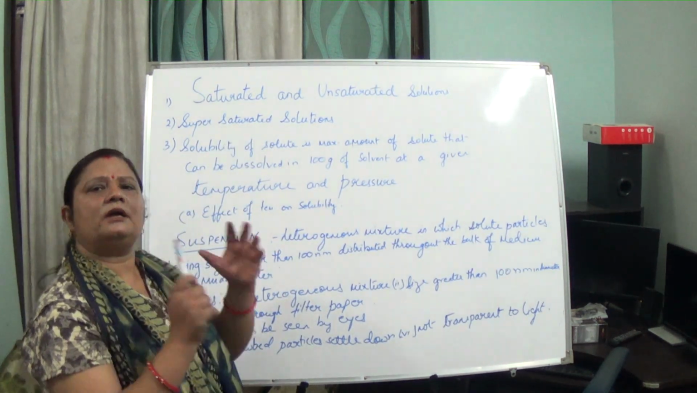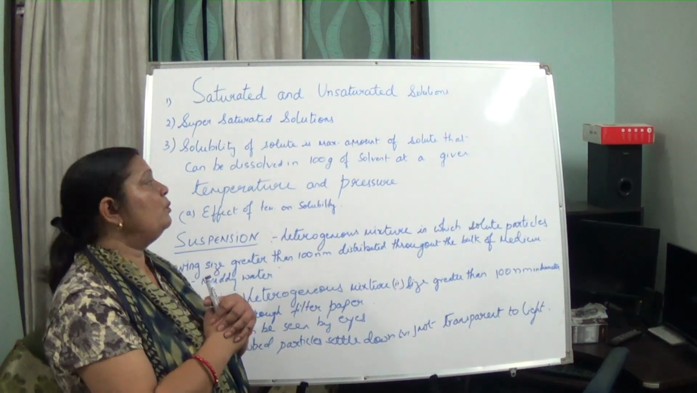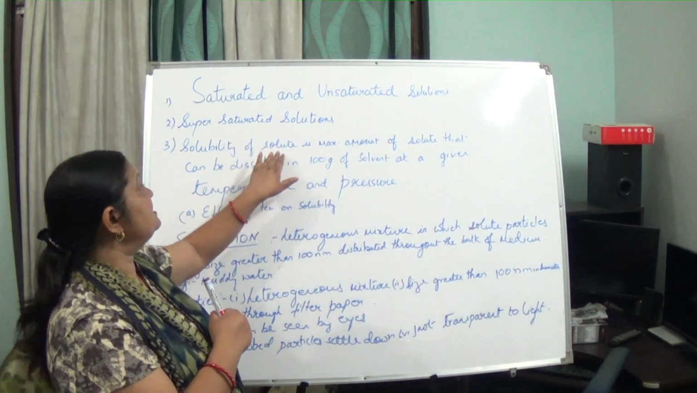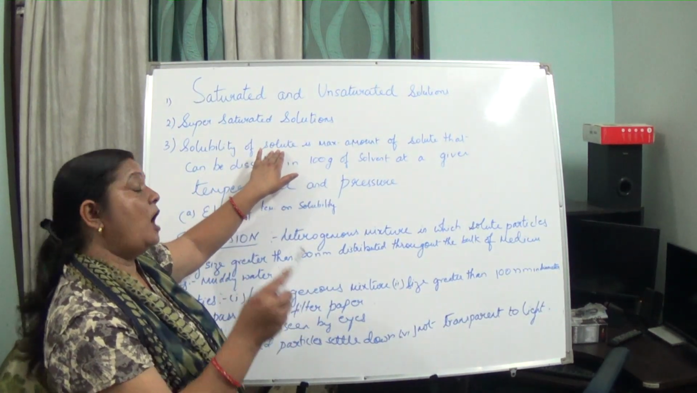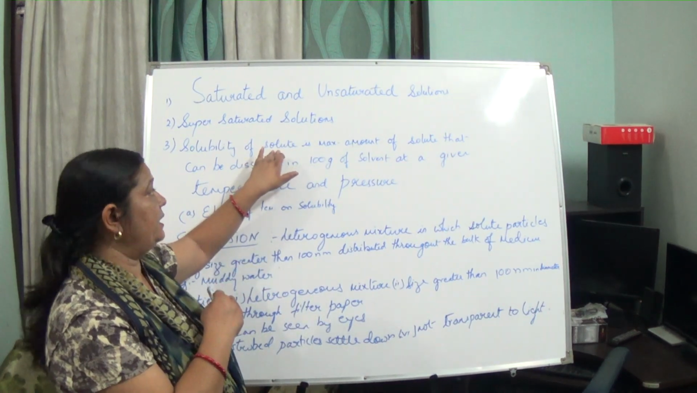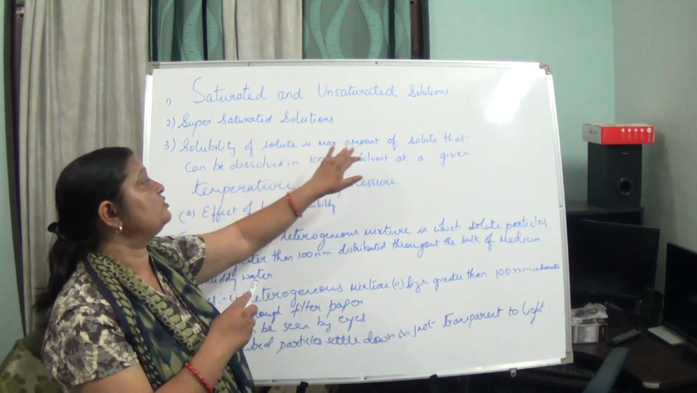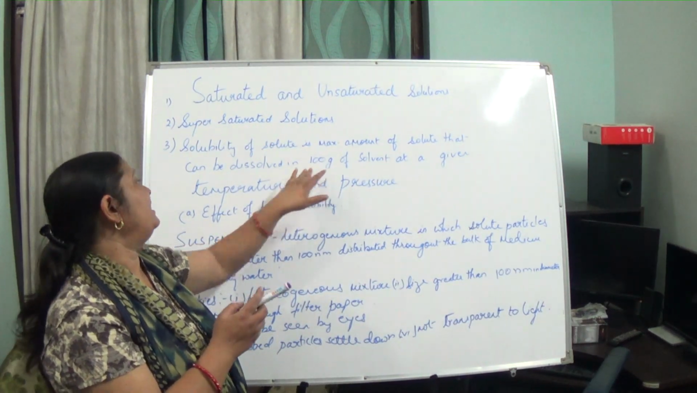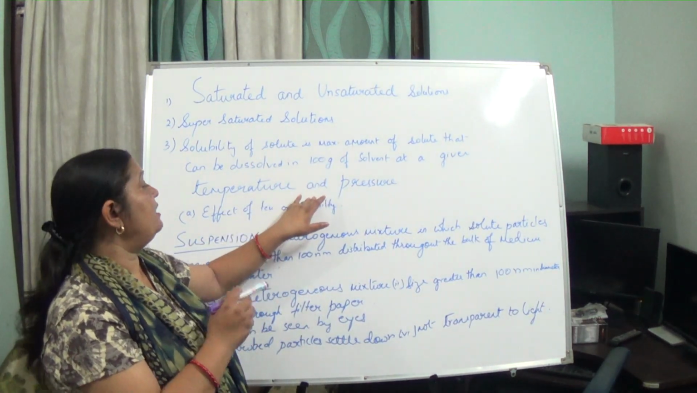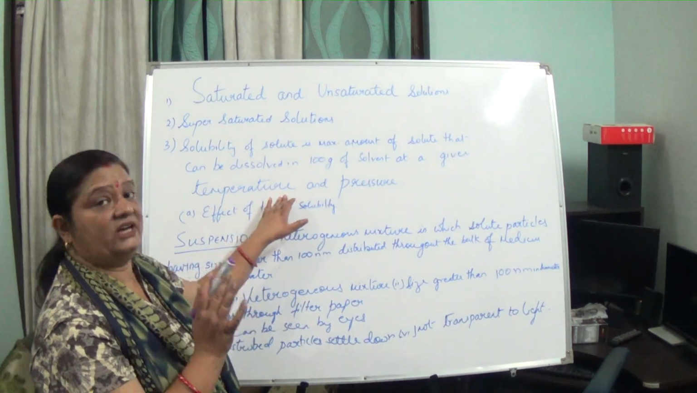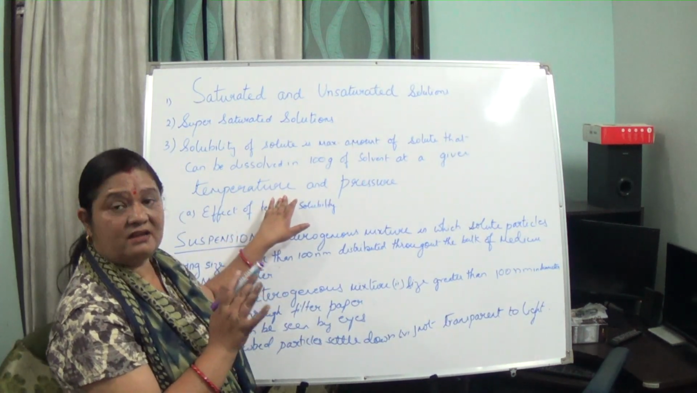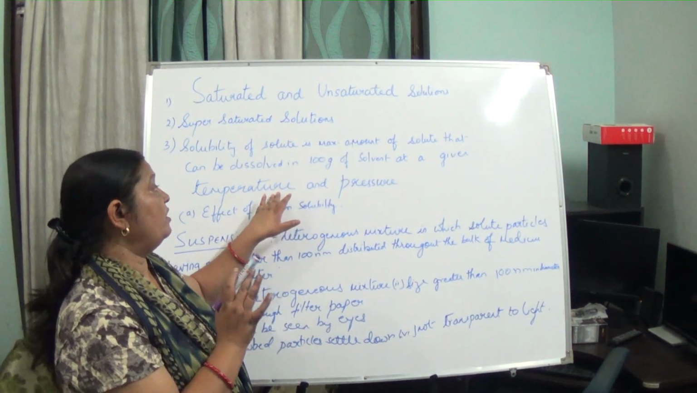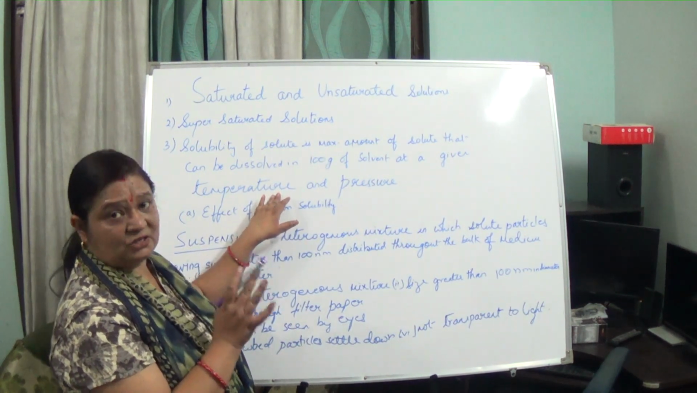Now come to the solubility of a solute. When we are talking about the solubility of the solute, we are talking about how much amount of solute is dissolved, isn't it? So it is the maximum amount of solute that is dissolved in 100 grams of solvent at a given temperature and pressure. Here we are saying the pressure and temperature are constant. We are not increasing or decreasing them. What will happen if we do? It will affect the solubility.